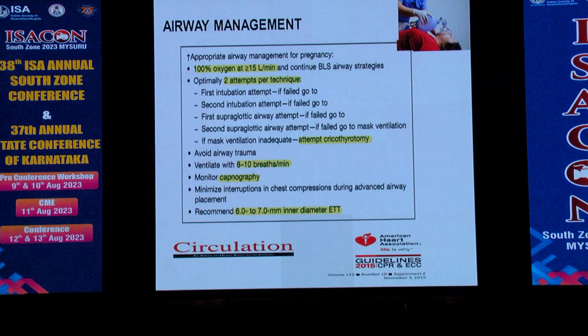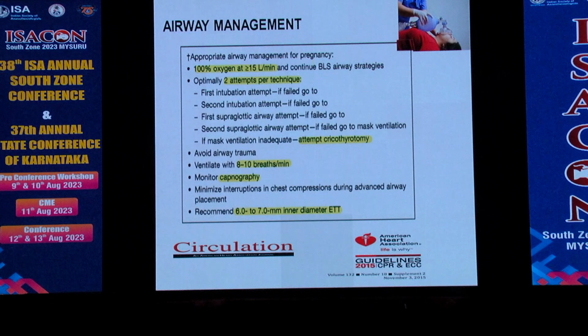If the 2 attempts of supraglottic airway fail, then one should go back to mask ventilation. So if the mask ventilation is inadequate, emergency front of neck access, that is the emergency cricothyroidotomy, should be attempted. So one should avoid airway trauma by repeated manipulation.